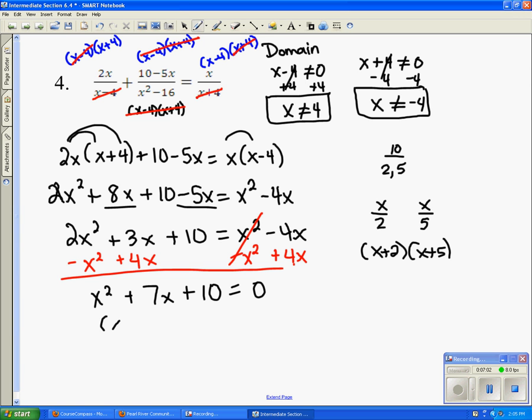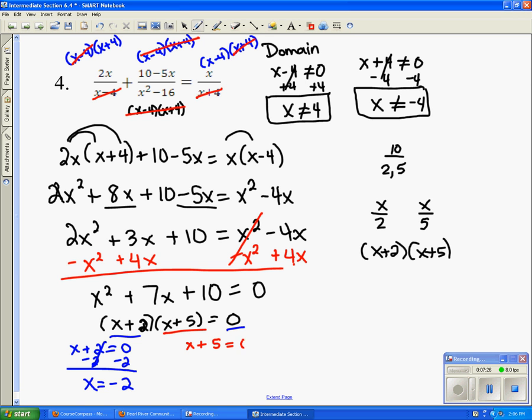So I'll come back and I'll put that over here, x plus 2, x plus 5 equals 0. I set each one of these equal to 0, and solve. So x equals negative 2. And then I set x plus 5 equal to 0 and solve. Subtract 5. And we get x equals negative 5. So I check my solutions and I make sure they're not in the domain, so it's not restricted in the domain. So my two answers are going to be x equals negative 2 and x equals negative 5.